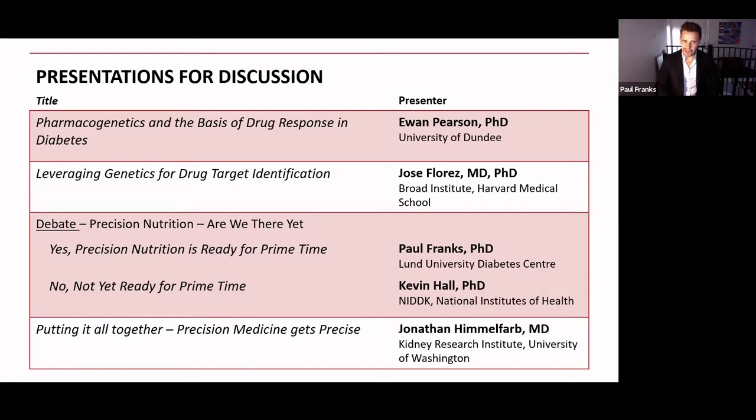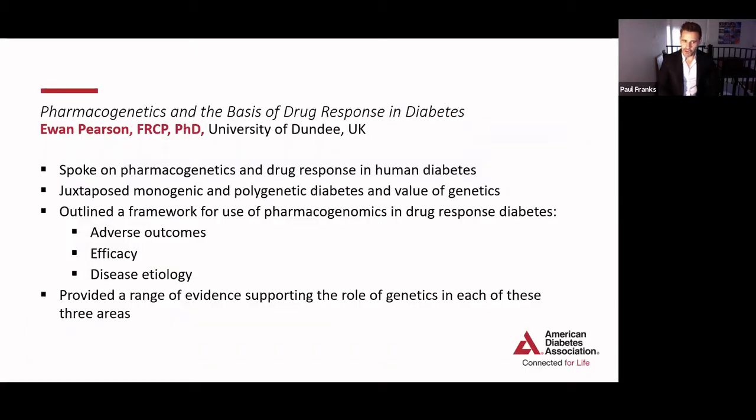So we'll start with the first lecture, which was delivered by Professor Ewan Pearson from the University of Dundee on pharmacogenetics and the basis of drug response in diabetes. And what Ewan spoke about was fundamentally the role of pharmacogenetics in human diabetes. And he began by juxtaposing the role of genetics in monogenic with polygenic diabetes, or more complex forms of diabetes, like type 1 and type 2 diabetes, and tried to really convey how genetics can help the clinical practitioner.